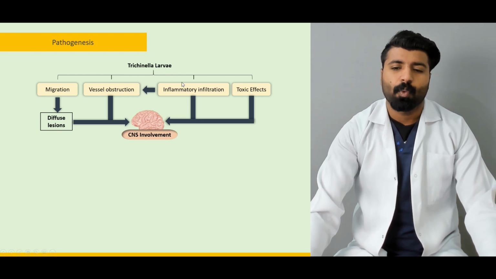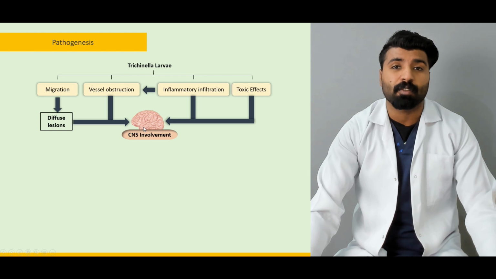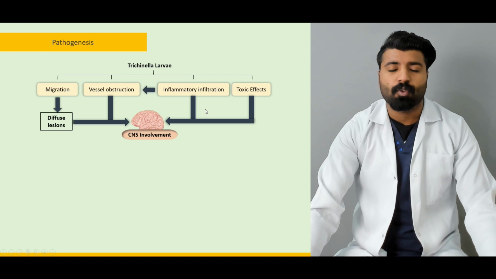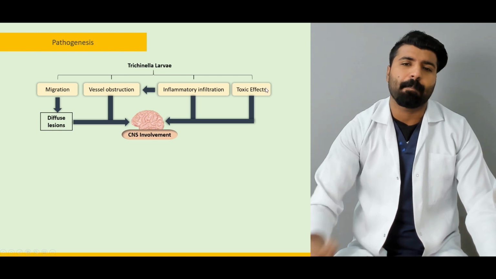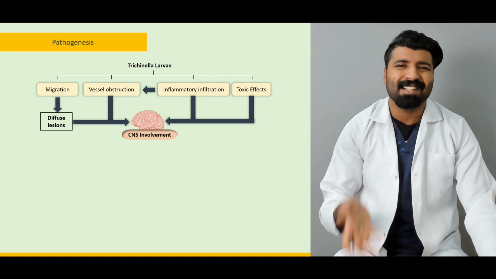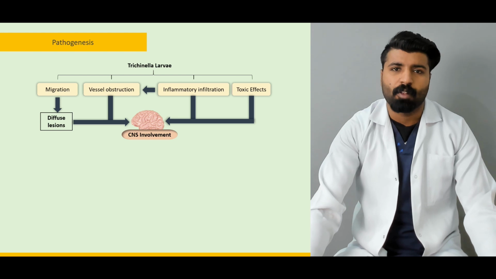Just like that, we can have these inflammatory infiltrations, which can lead to meningitis and other inflammatory infiltrations of areas of the brain. Just like that, we have toxic effects. We talked about how every parasite, every infestation has these toxic effects. They release certain substances and they can also lead to CNS involvement.